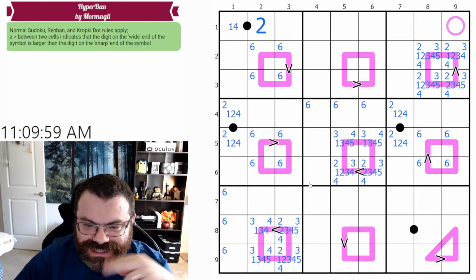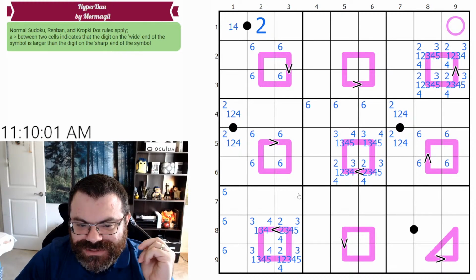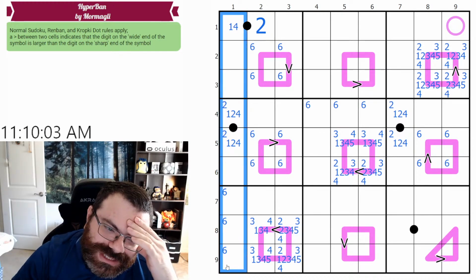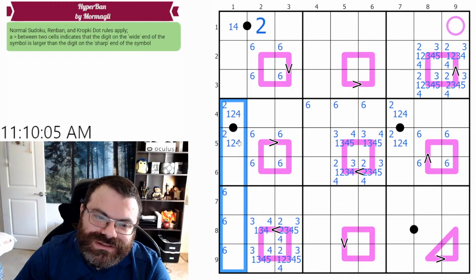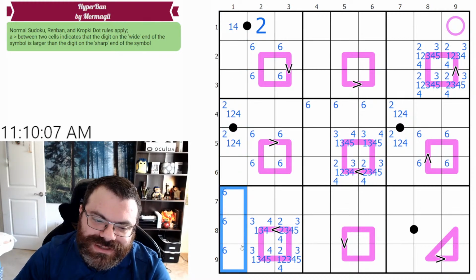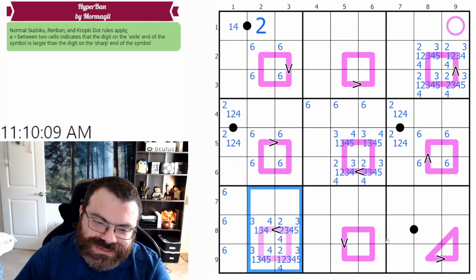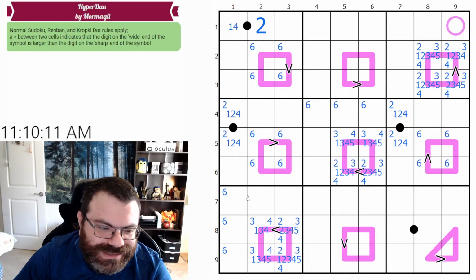I still maintain that a Jovi wing is just claiming. Where's the 6 in column 1? It's not here and it's not here, so the 6 is down here and that claims the rest of the box. There's your Jovi wing.